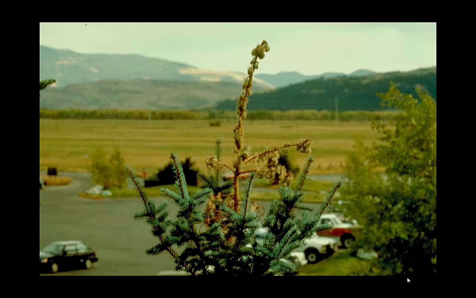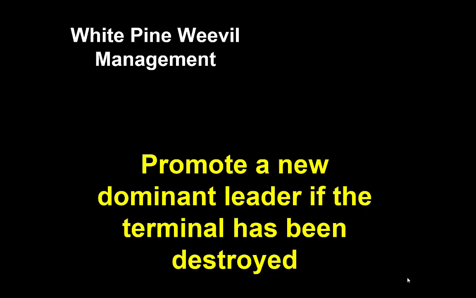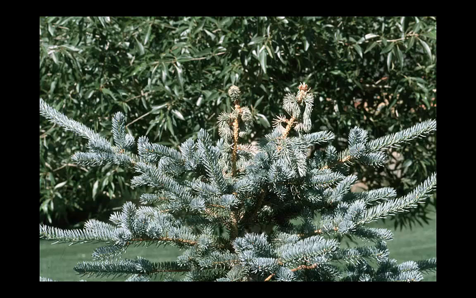So we have 6 leaders right here. Say pinch a little bit of the tip of the 5 you don't want to be the new leader, and very soon you will see the one you have left intact becoming the dominant leader, re-exerting itself, and you might get a little crook then in the form of the tree, but not much. You won't get a forking. You won't get competing dominant leaders. So promoting a new dominant leader, if the terminal has been destroyed, is a part of managing this insect when it does occur. So again, 2 different leaders, and in this case, both the leaders are by themselves also being affected. So that may then produce even more leaders the next year.